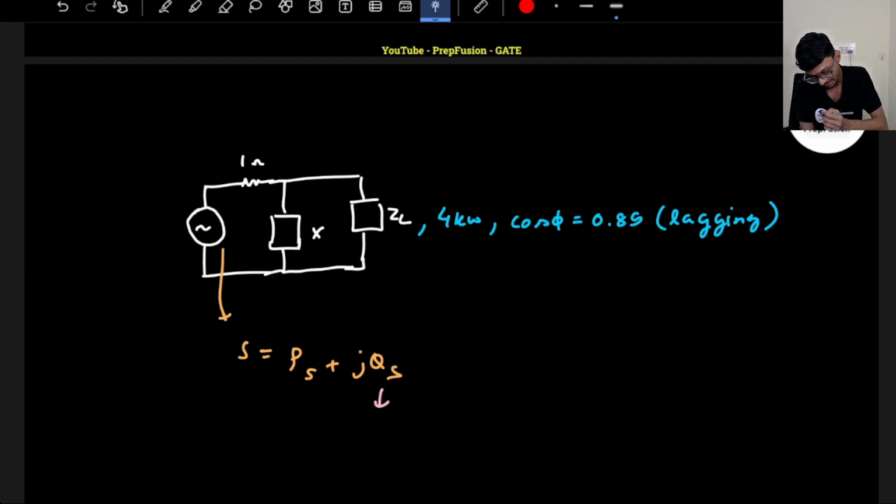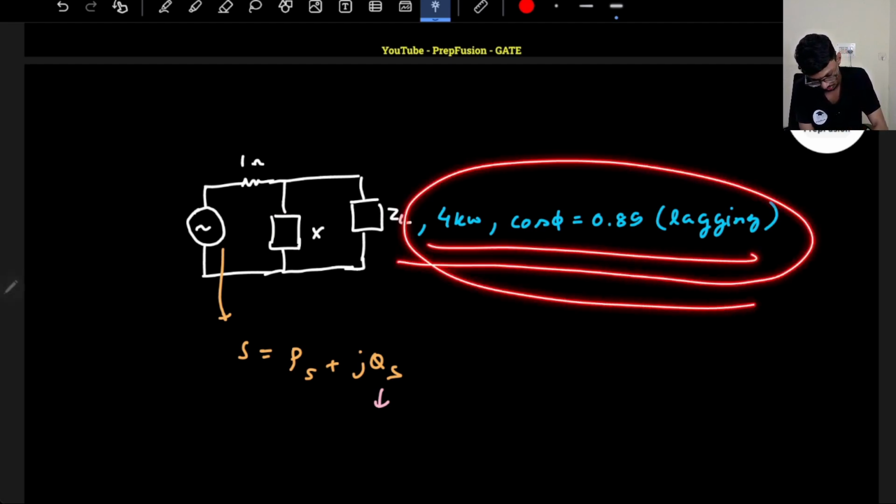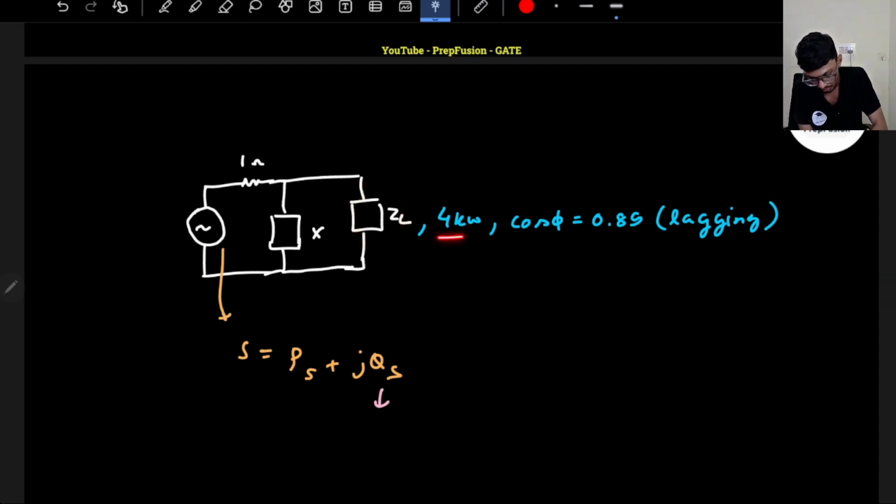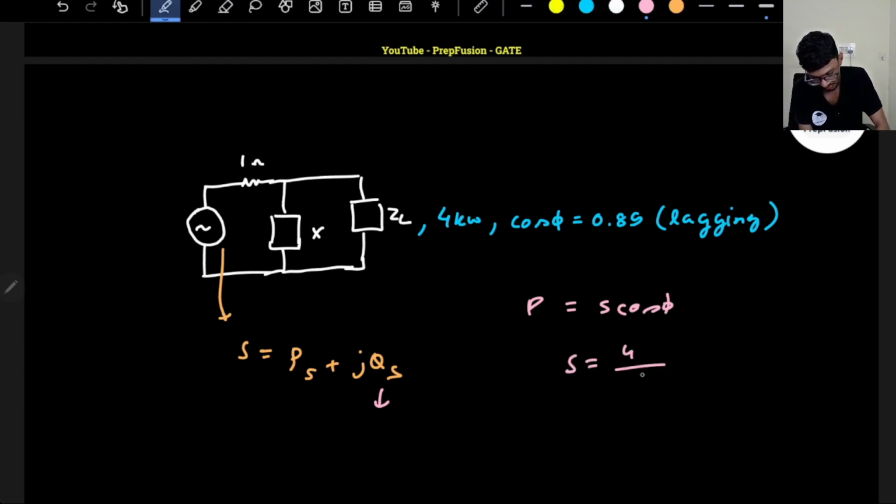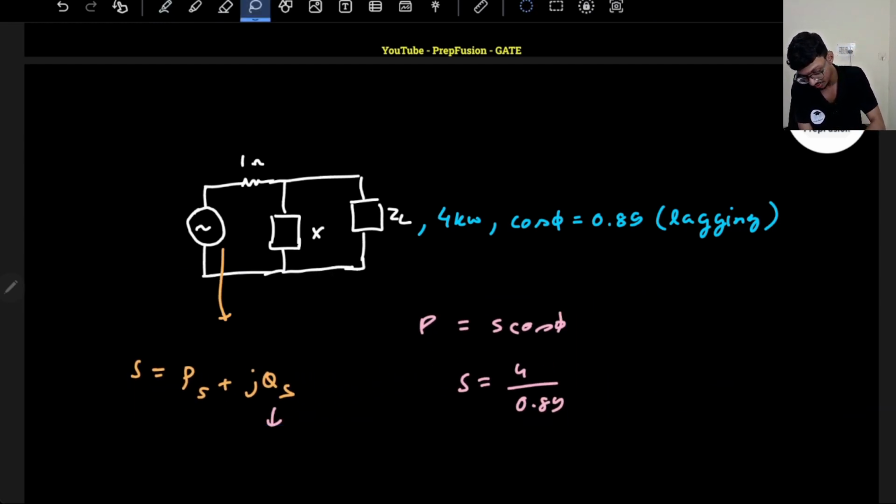How will it supply? What you have to understand is what is the reactive power that this load is taking. My active power is 4 kilowatt, cos phi is this. The active power is P equals S cos phi, so from here I can directly say the apparent power will be 4 kilowatt divided by 0.89. But I don't want this apparent power. I want the reactive component of the power, which I know is S sin phi.